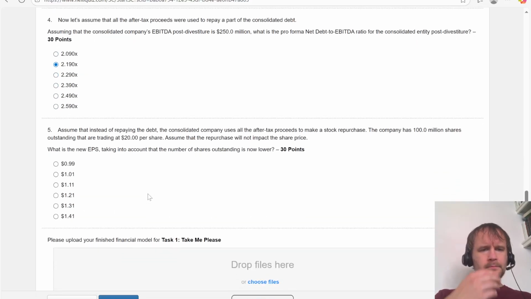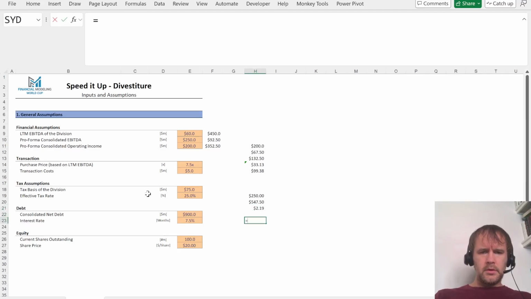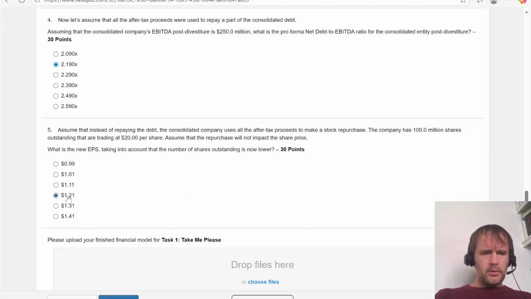Okay. Instead of repaying the debt, use the after-tax proceeds to make a stock repurchase. Okay. Fine. So these are the proceeds in millions divided by the share price. Gives the number of shares bought back in millions. So now it's that minus that, and so it's going to be this divided by that. 1.21. Okay.